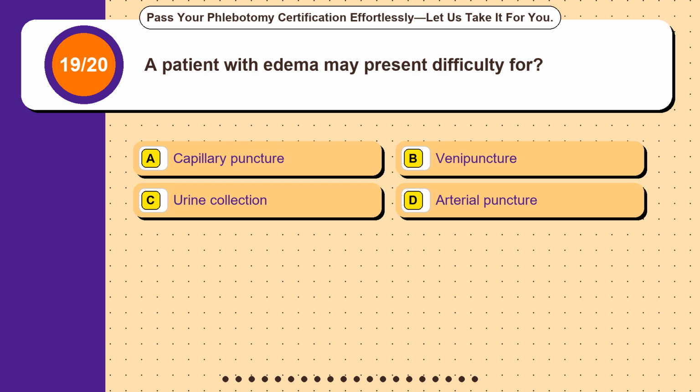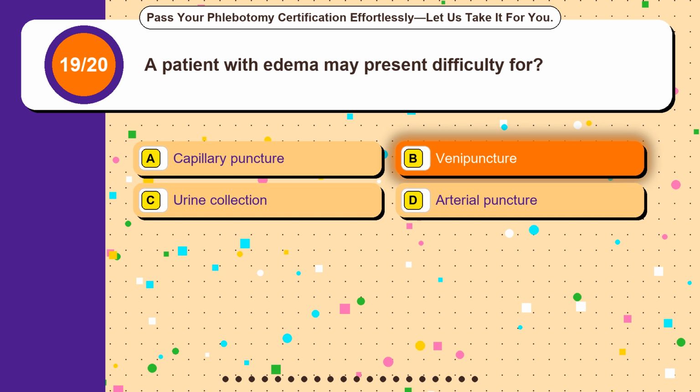Question 19. A patient with edema may present difficulty for Option A, capillary puncture. Option B, venipuncture. Option C, urine collection. Option D, arterial puncture. The correct answer is Option B, venipuncture.